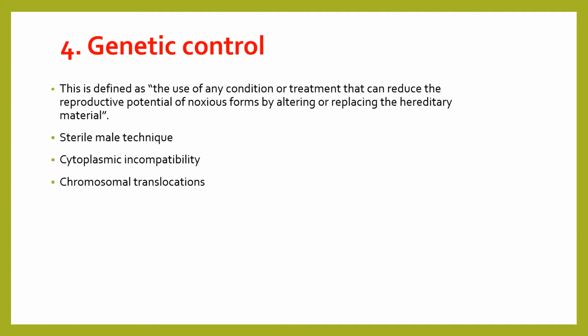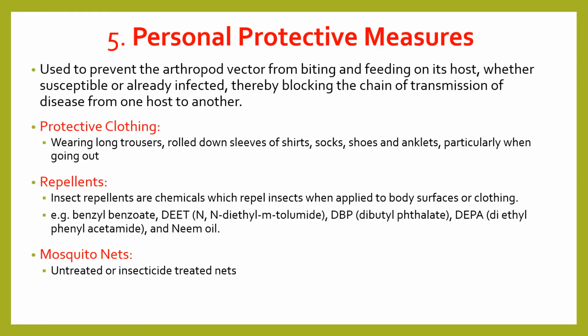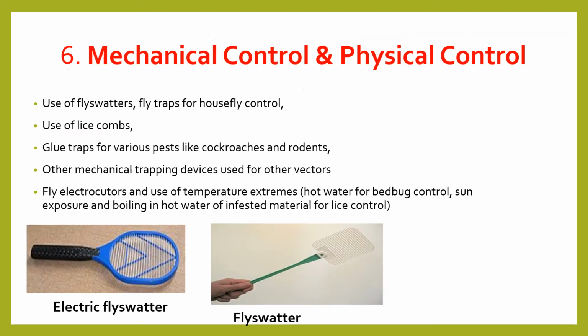The next one is genetic control. In that, sterile male technique, cytoplasmic incompatibility, and chromosomal translocation. These are the various methods of vector control. Then, personal protective measures like protective clothing and using repellents, for example DEET, that is N,N-diethyl-meta-toluamide. Then, insecticide treated mosquito nets we can use for personal protection.